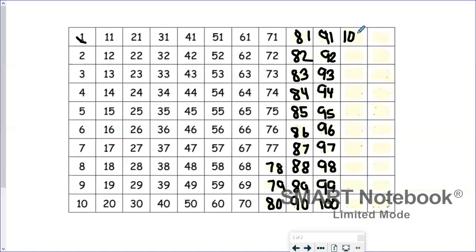And then we're going to start counting again, just like we would if we were starting at 1. So now it's 101, we're going to put that 0 again, 102, 103, 104, 105, 106, 107, 108, 109.